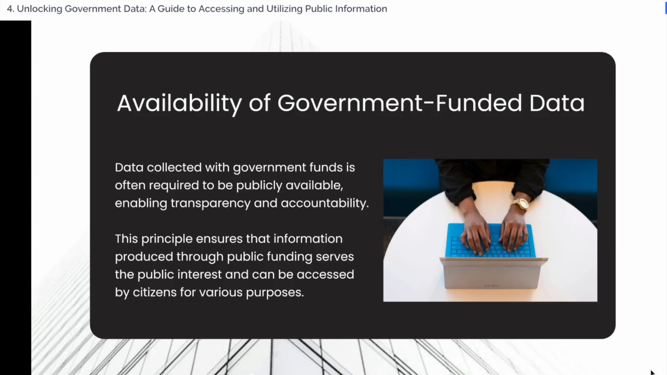This principle ensures that information produced through publicly funded services serves the public interest and can be accessed by citizens for various purposes. Again, that also includes the people that the government gives money to collect data. Universities and others can be very difficult to get data out of that have been doing studies. However, if that study was federally paid for, you have, as a citizen, a right to push and try and access that data.